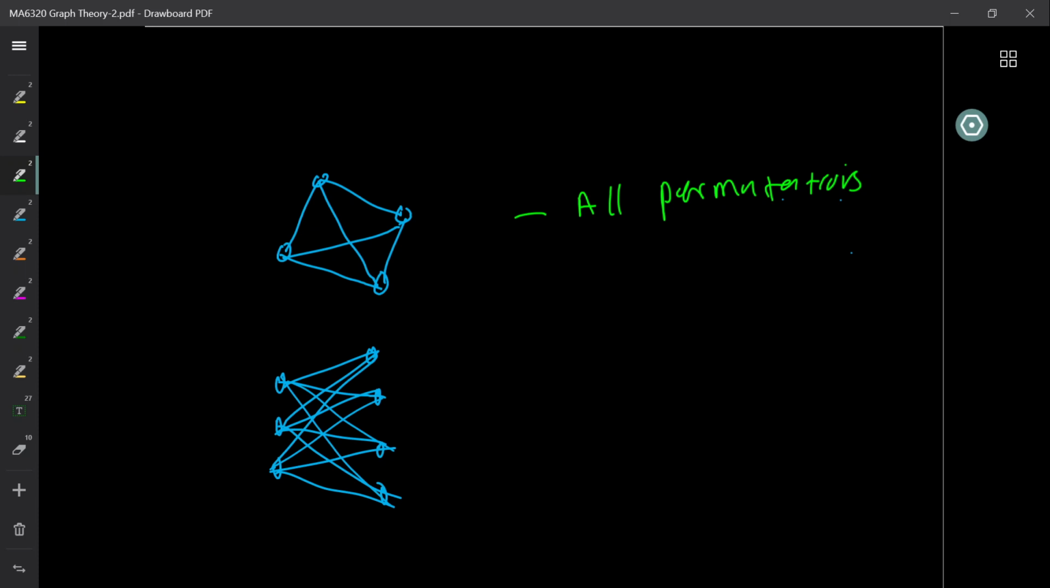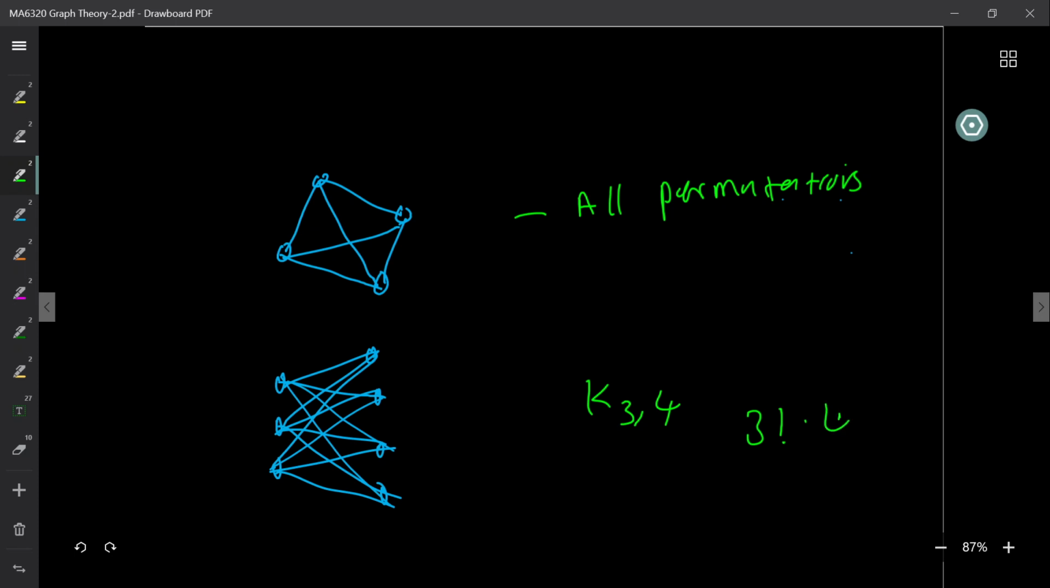Then what about the graph below, which, as you see, is a bipartite graph, and it's a complete bipartite graph. It's a complete bipartite graph, which is called K 3, 4 in this example. And how many automorphisms do you think it has? 3 factorial into 4 factorial.